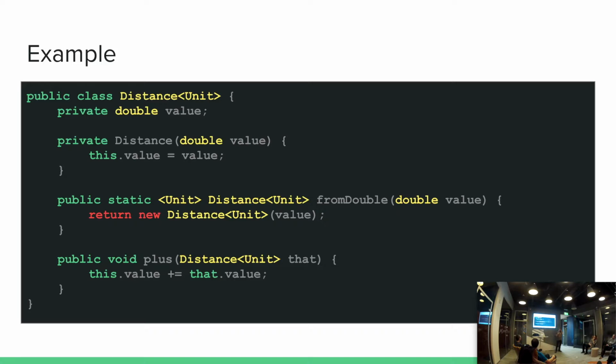So this is our first example of a phantom type. The concrete value for unit, or the filler value, isn't actually used anywhere here to define any attribute. We only have private double value. The unit value is only used in this static function, where it will actually be populated when the function is called.